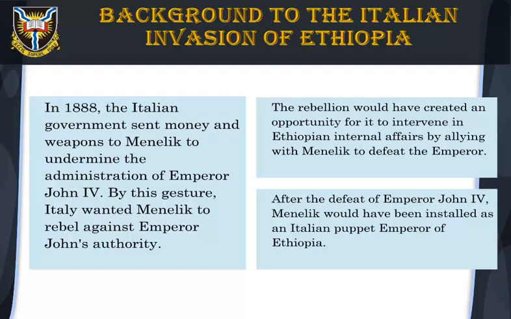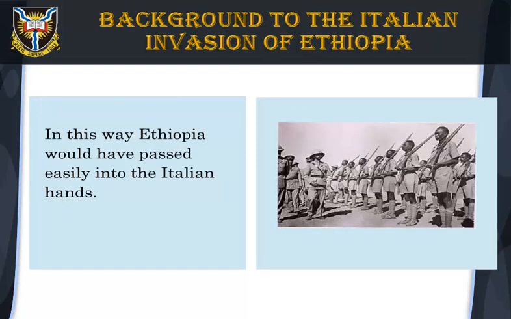John IV. By this gesture, Italy wanted Menelik to rebel against Emperor John's authority. The rebellion would have created an opportunity for it to intervene in Ethiopian internal affairs by allying with Menelik to defeat the emperor. After the defeat of Emperor John IV, Menelik would have been installed as an Italian puppet emperor of Ethiopia. In this way, Ethiopia would have passed easily into the Italians' hands.